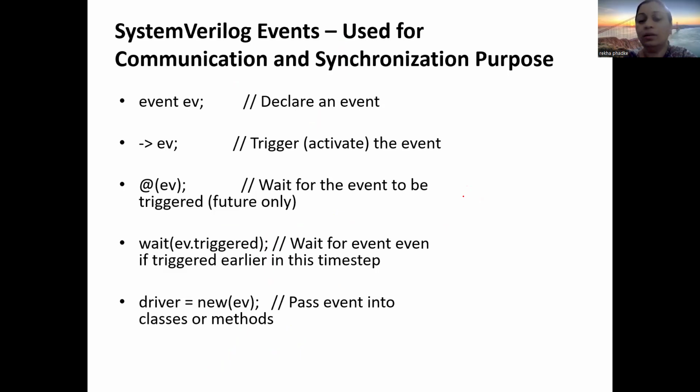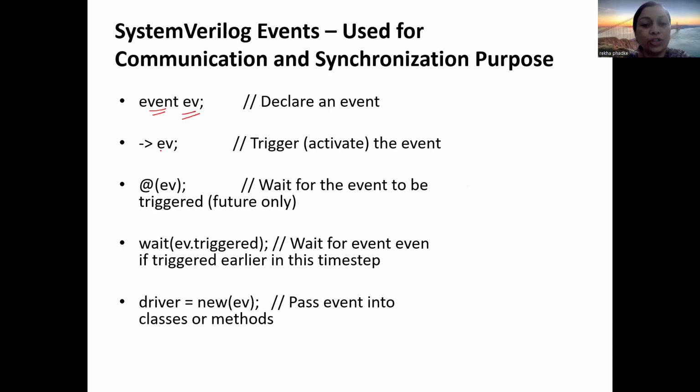So, we understood threads. We also have what are called events in SystemVerilog. They're used for communication and synchronization purposes again. The syntax starts with the keyword event and the name of the event. Here in the example, we have mentioned EV as the event name. And to trigger that event, you have to use this symbol: minus followed by greater than, an arrow-like symbol.